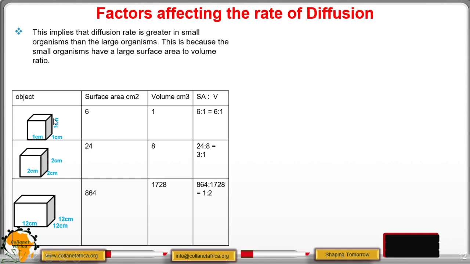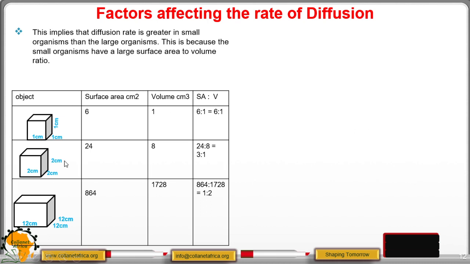table. We have this object having a surface area of 6, but the volume is 1. To calculate the volume, you multiply the length by the width by the height, and it will remain 1. But for the surface area, from your mathematics, you will have to calculate the area of this side and add all the sides of the figure. So you'll find the surface area is 6, the volume is 1. So the ratio is 6 to 1.